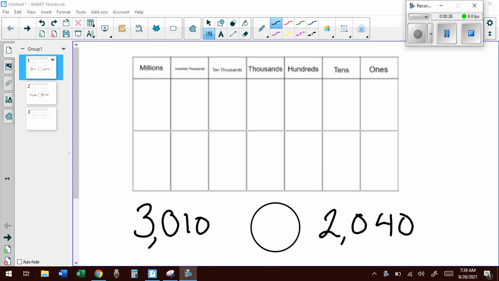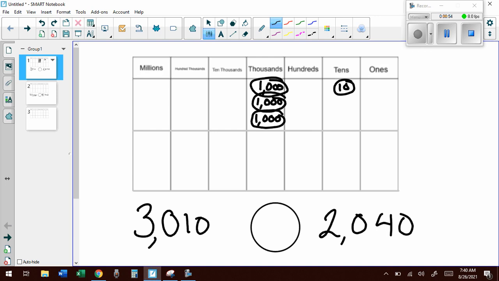So first, let's put 3010 in the place value chart. So in the thousands place, we have 1,000, another 1,000, and a third 1,000. So we have three 1,000s. We have 0 hundreds, we have 1 ten, and we have 0 ones.